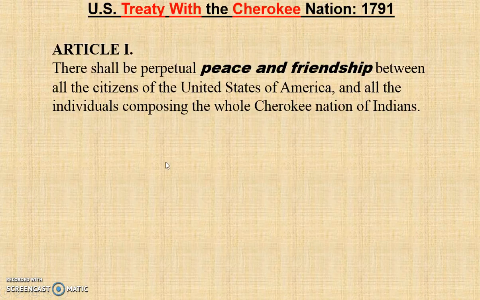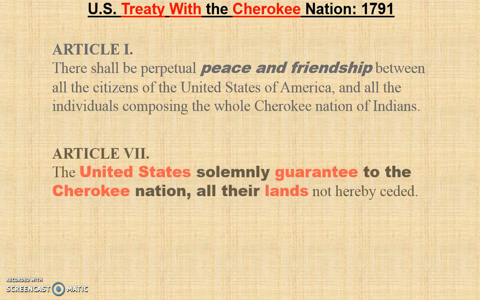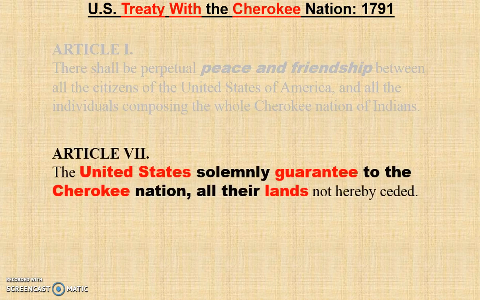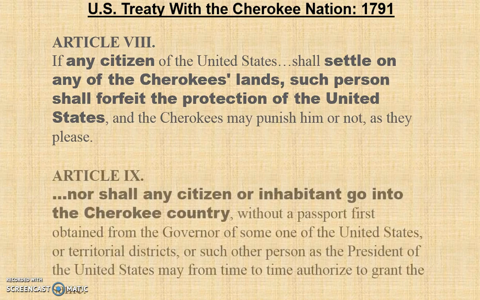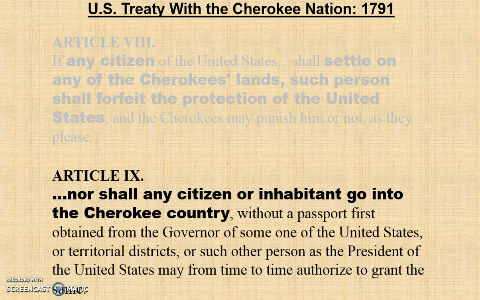All right, moving ahead. Prior to this, however, the United States had a treaty with the Cherokee Nation going back to 1791 and the presidency of George Washington. So the first part of this was a treaty of peace and friendship between the U.S. and the Cherokee Nation. That the U.S. recognized that they had the right to their lands and the U.S. would guarantee those rights. That any citizen of the United States would not be allowed to settle on Cherokee land, and the U.S. would not protect them from Cherokee law if they did. And finally, that they were not even allowed to go into Cherokee country without permission.